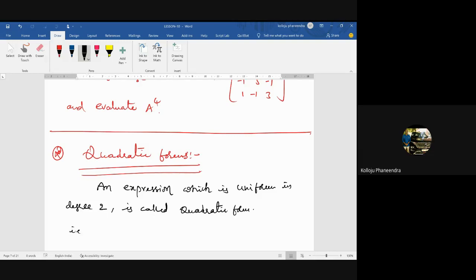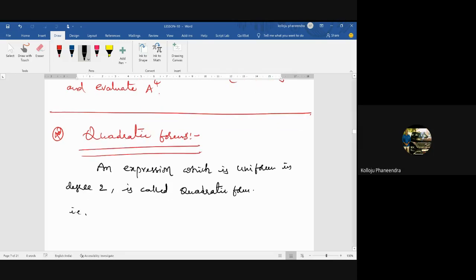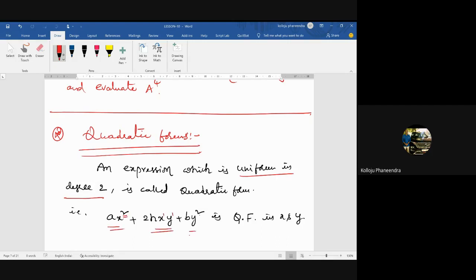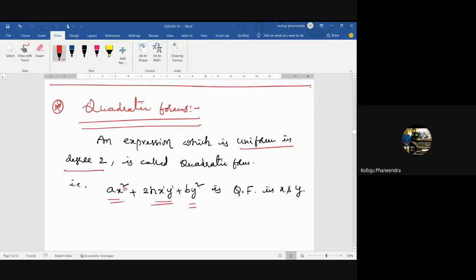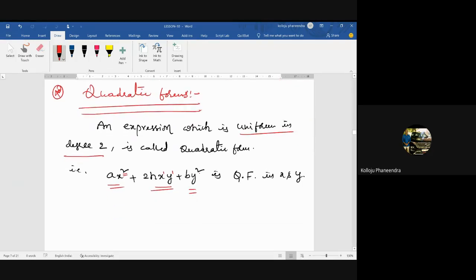That is, for example, in two variables, ax square, a is the constant, 2hxy plus by square is Q.F. stands for quadratic form in x and y. What is the meaning of uniform in degree 2? Here 1 plus 1 is 2, here 2. Each term is of degree 2. That is called uniform in degree 2. This is quadratic form in two variables.